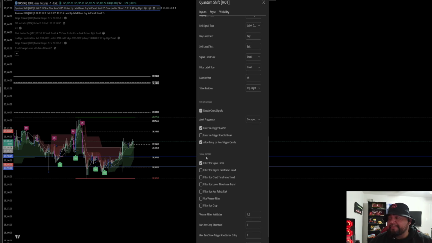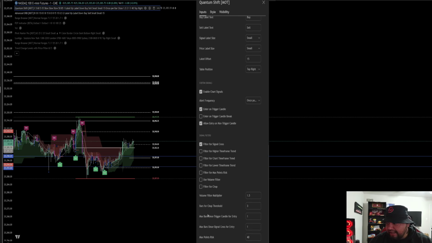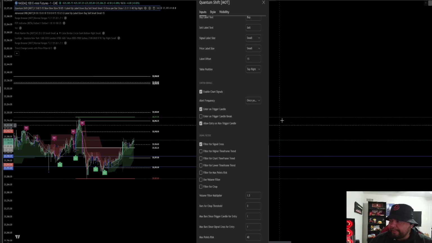What do I look for? What's my basic setup, right? The trigger candle, which is the blue or purple candles, and then the filter for signal cross, right? The crossovers into those candles within one candle. So that's what I'll see here: max bar since trigger candle within one, max bar since signal cross within one. Those are the ones I want to see.